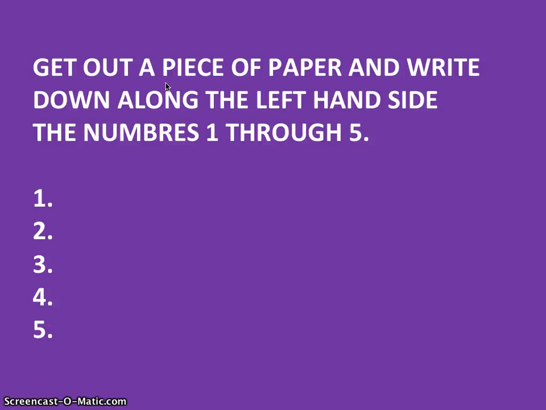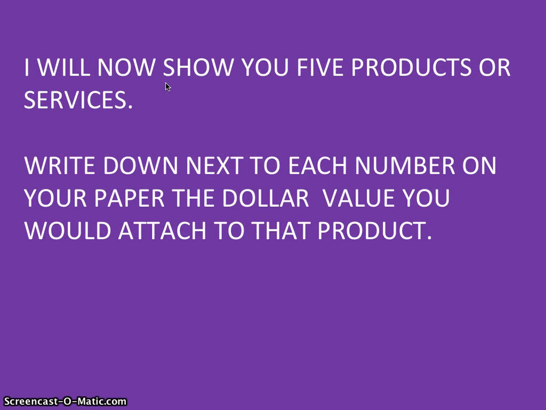So here we are at the exercise. Get your piece of paper out, pause the video if you haven't done this yet, and then return once you have the numbers 1 through 5 written down on the piece of paper. What we're going to do is I'm going to show you 5 different products, and when you see them, you're going to have 10 seconds to write down what you think the market price is for that particular asset.